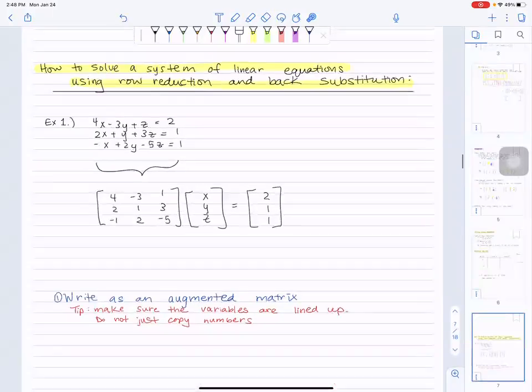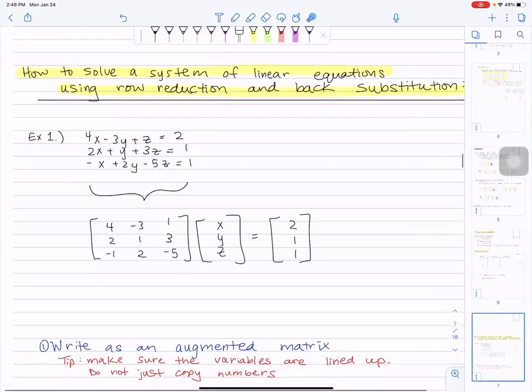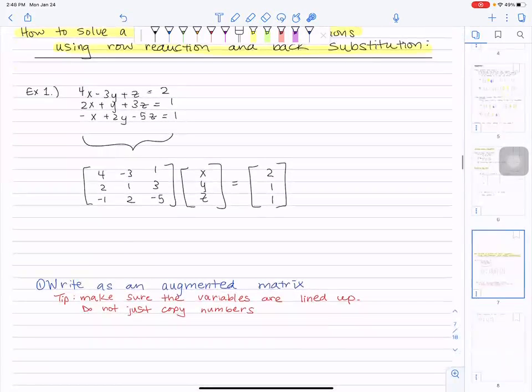Okay, so let's actually do a row reduction and back substitution. Okay, by a raise of hands, how many people want to do this on their own side, like are comfortable doing this on their own now? Okay, why don't you guys do it and then we can compare.